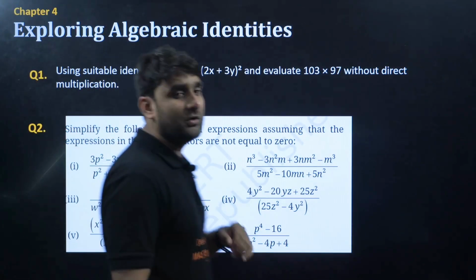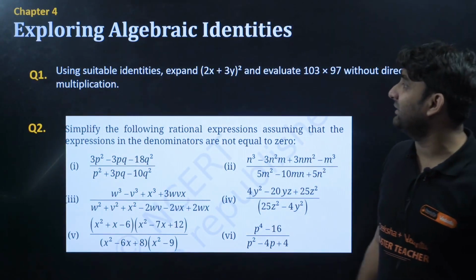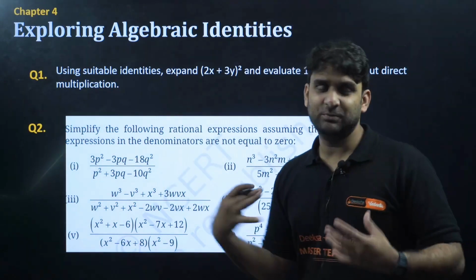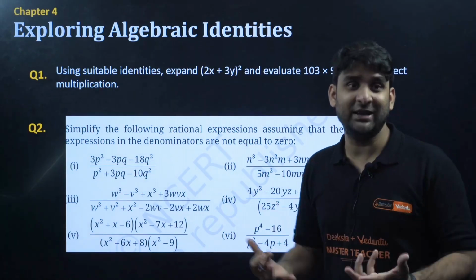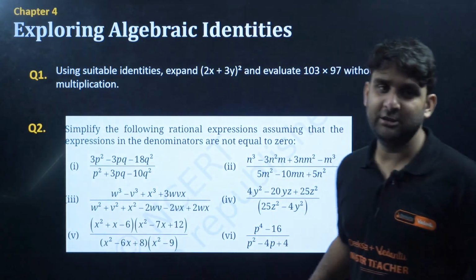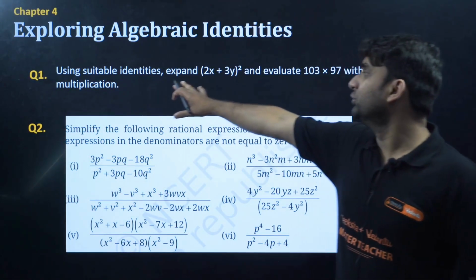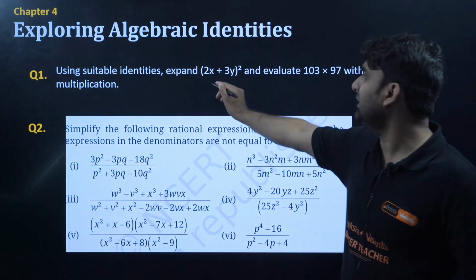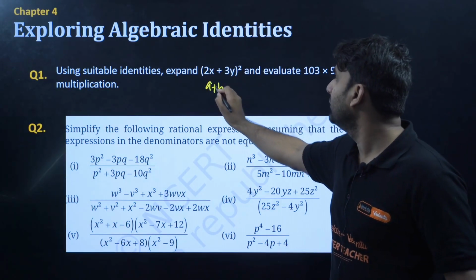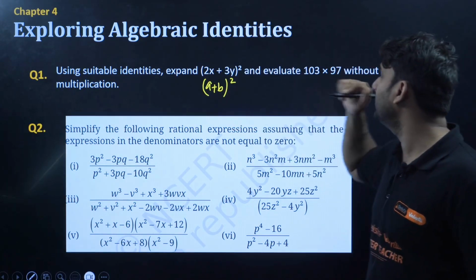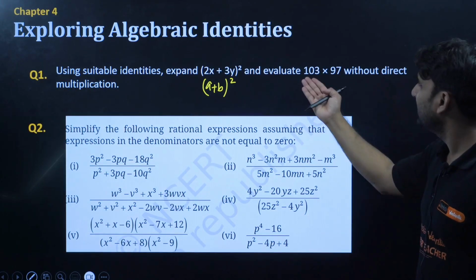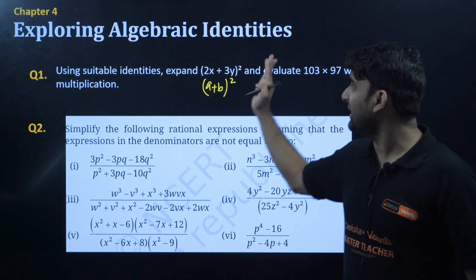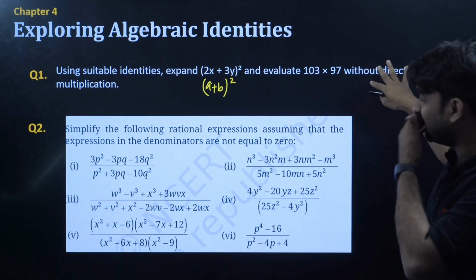Chapter number 4, exploring algebraic identities. As per my guess, as per my expectations, these two questions are really important from this chapter. Using suitable identities. Identity means (a plus b) whole square. This will be the identity of (a plus b) whole square. And evaluate 103 into 97. So this is another part of the question.